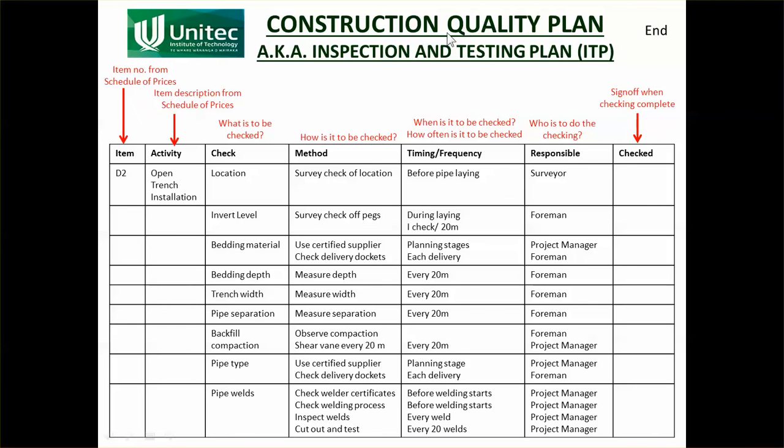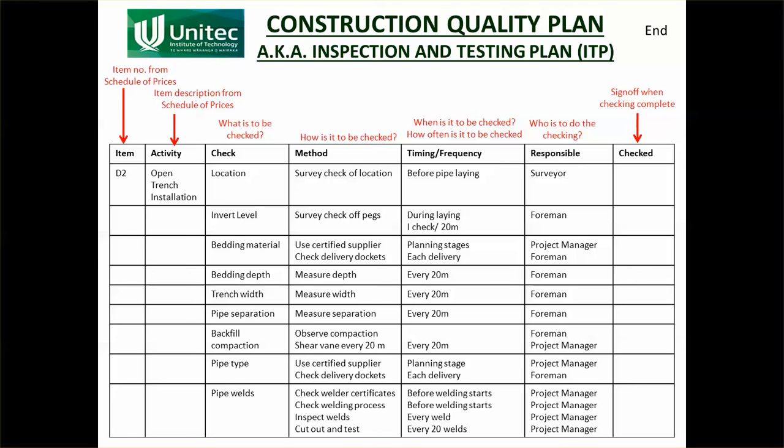So here's a construction quality plan. This is the version I've used in the past, and we may use a different version this year. There's columns there, so you're looking at what the item is referred to in the schedule of quantities in the contract document, what the activity is, and then what are we going to check for. So we're going to be doing all of these checks. How are we going to check them? When are we going to check them? Who's going to check them? And then the form will probably have a sign off that this person, I have checked the invert level every 20 meters, and they'll sign it off. So that's a very convenient way of presenting all those checks that we're going to do in quality.